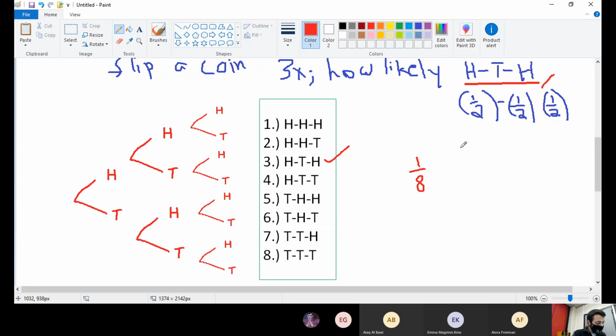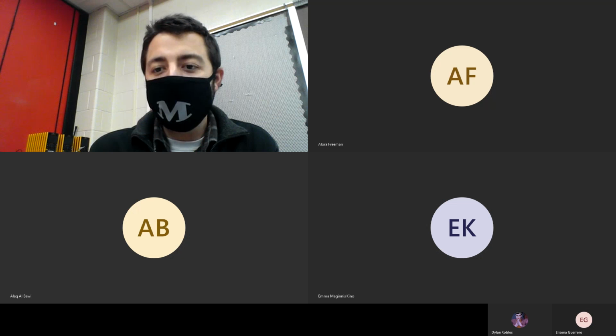All right, and if we put 1 divided by 8 in our calculator, we will get 0.125. So roughly a 13% chance that when you flip a coin 3 times it'll come out specifically as heads on the first one, tails on the second, and then heads on the last one. All right. Let's look at one more and then we'll call it a day.